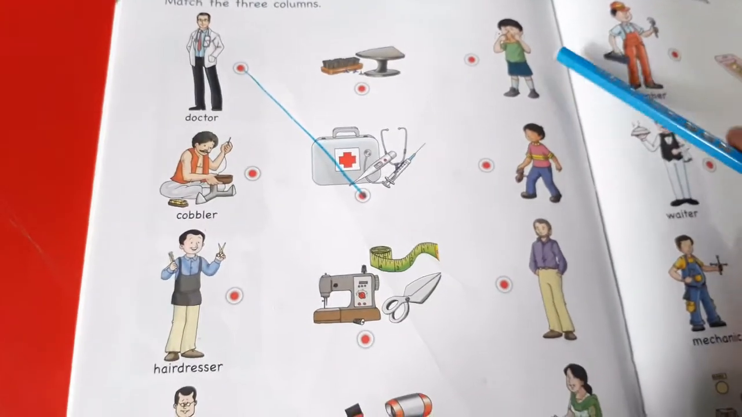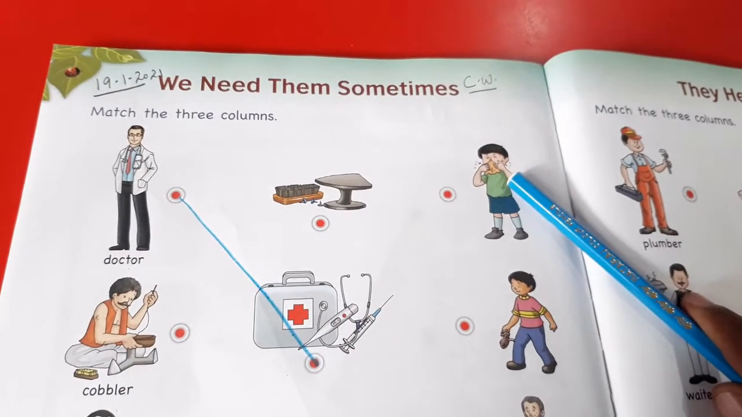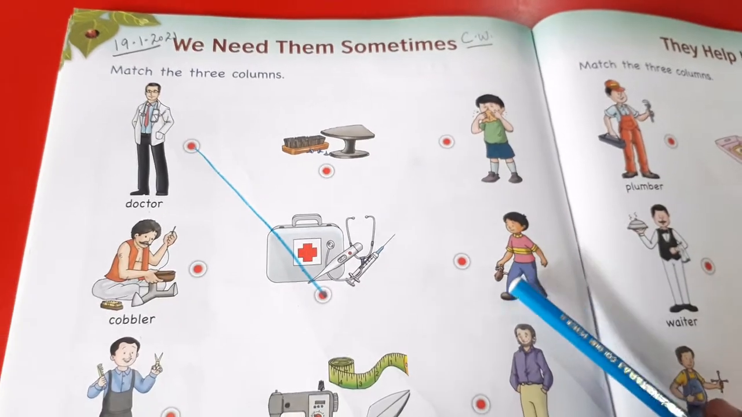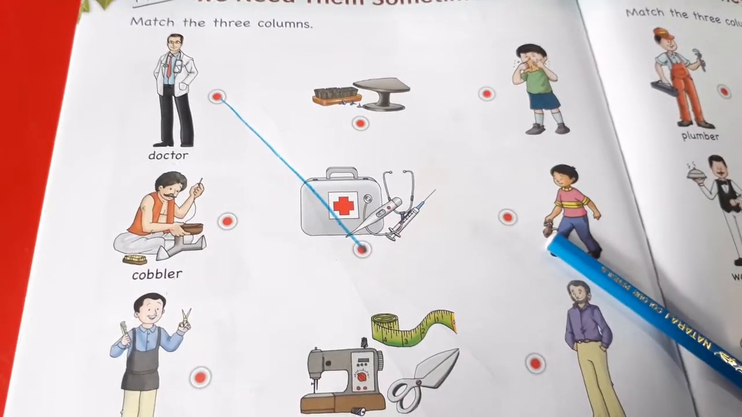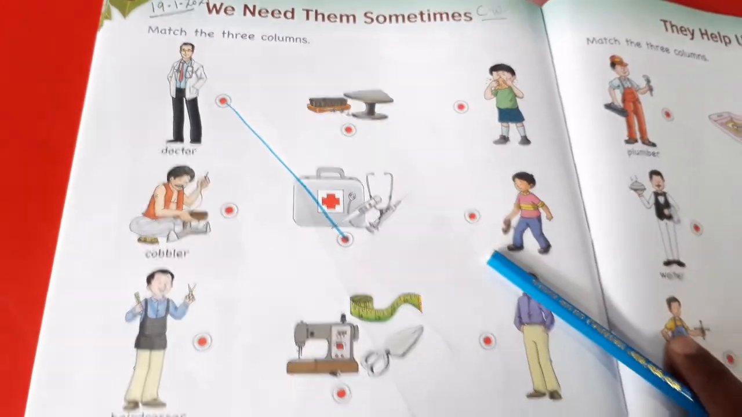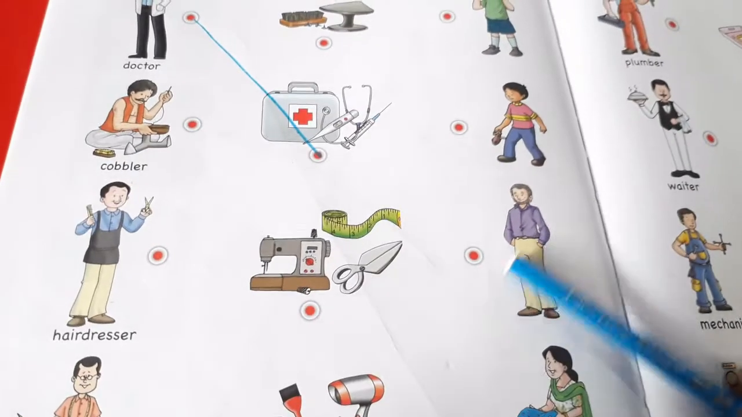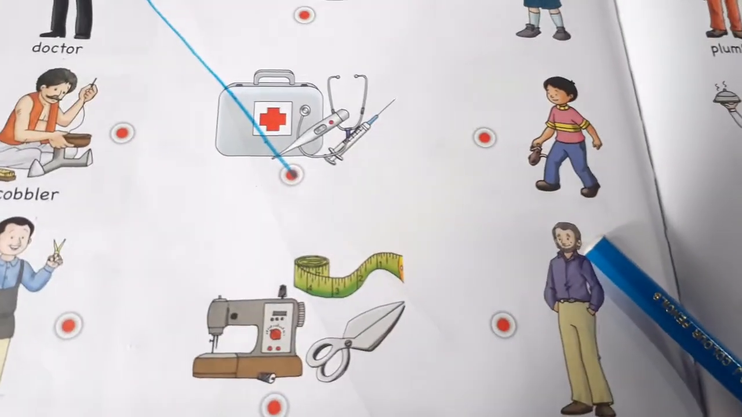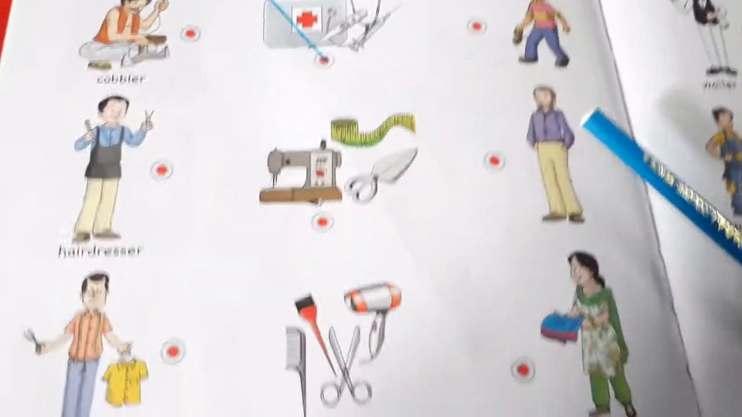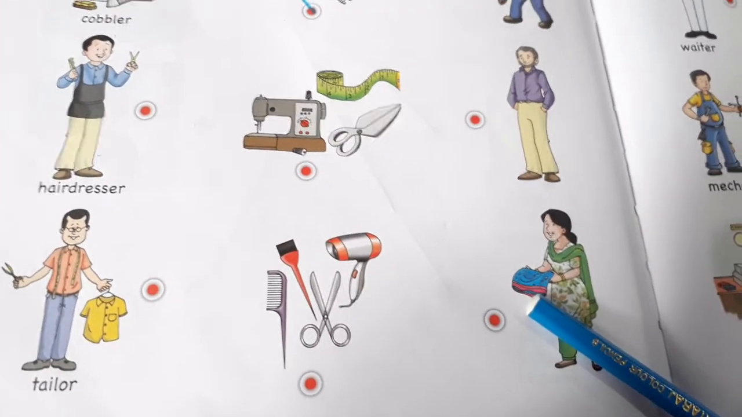Now here we have a boy suffering from a cold, a boy who is carrying a shoe which is broken, then a man who is having a long beard and a lady who is having some clothes.